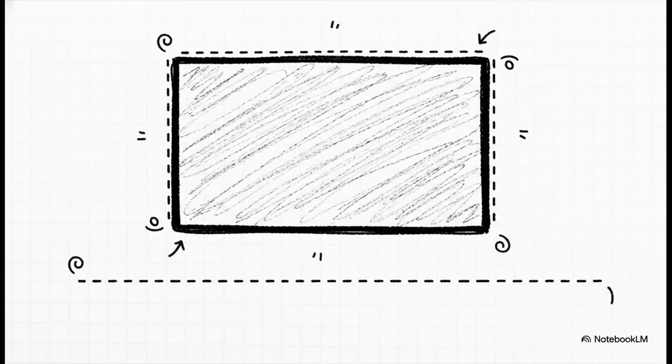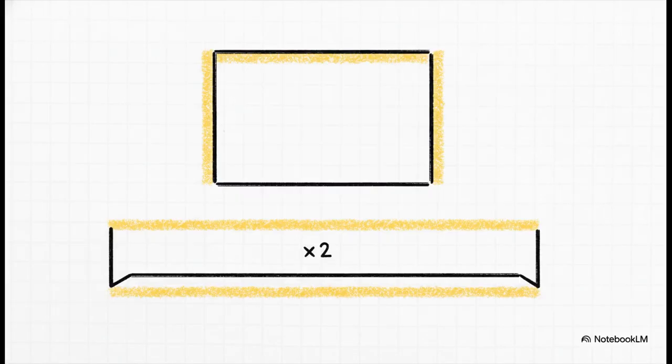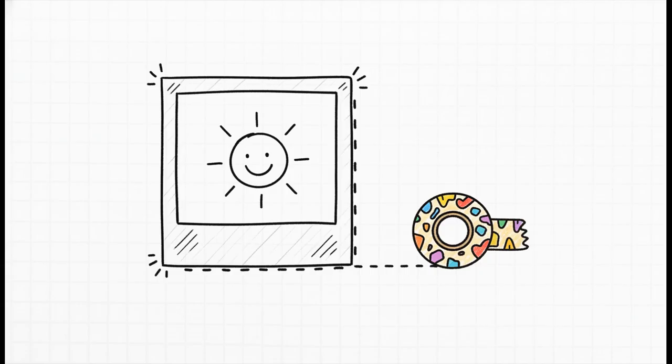So for a rectangle, sure, you could just add up all four sides one by one. But since the opposite sides are always the same length, there's a much faster way to do it. And here's that shortcut. Just add the length and the width together first, and then double whatever you get. So let's say a rectangle is 12 centimeters long and 8 wide. You do 12 plus 8, which is 20, double it, and bam, the perimeter is 40 centimeters.